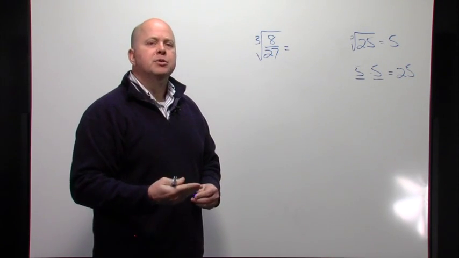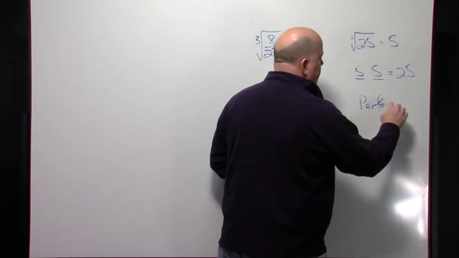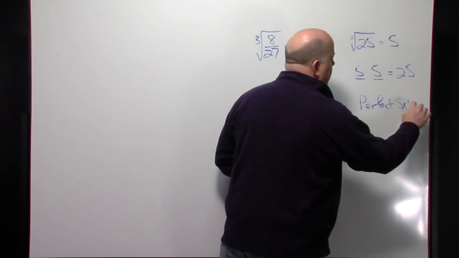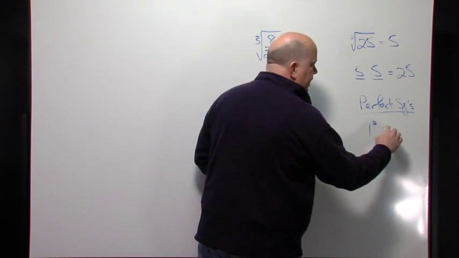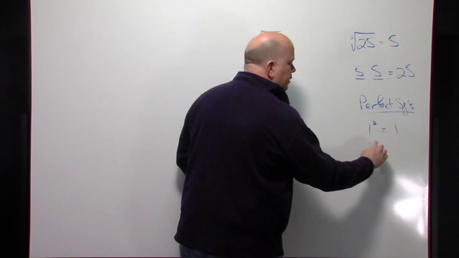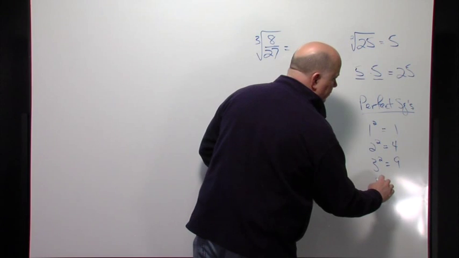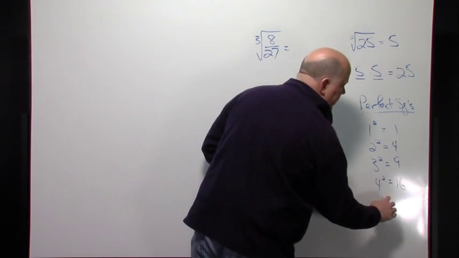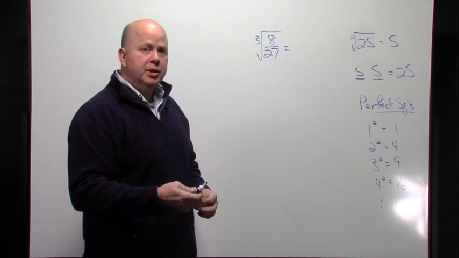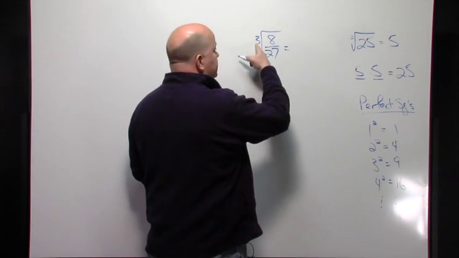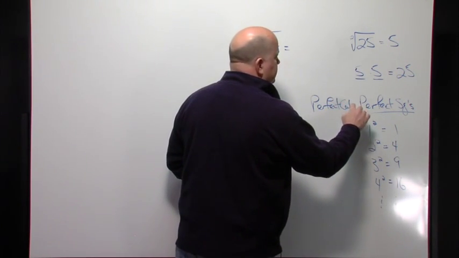Now there's a list of numbers that we should know. They're called perfect squares. And they're found simply by squaring each of the counting numbers. 1 squared is 1, 2 squared is 4, 3 squared is 9, 4 squared is 16, and this goes on forever. Now there's a second list that's also really important for us, the perfect cubes, because now we're dealing with cube roots. So how would we find those numbers?